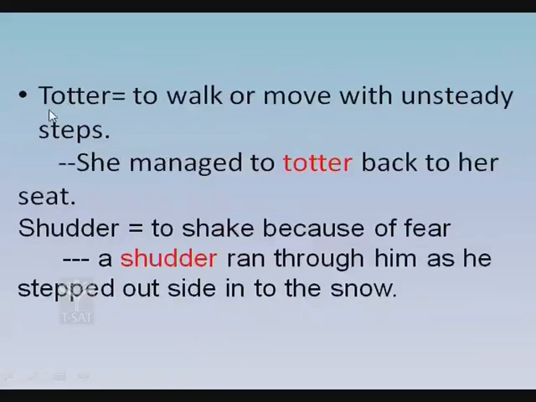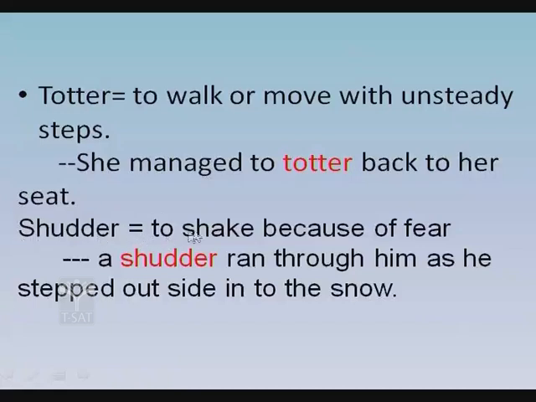The next word is totter, to walk or move with unsteady steps. That means they will be about to fall. You can see sometimes even some people who are losing consciousness or feeling giddiness, they also walk in an unsteady way. That is called tottering. She managed to totter back to her seat.